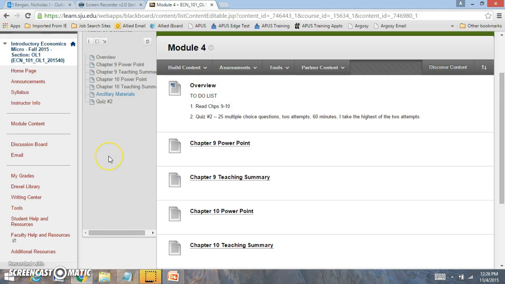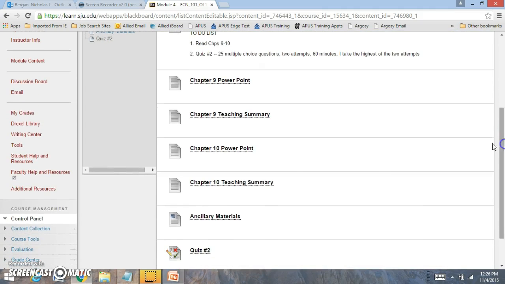For Module 4, we're going to be reading chapters 9 and 10. You have quiz number 2, as quiz number 2 is going to be covering chapters 9 and 10. You have 25 multiple choice questions. You have 2 attempts, 60 minutes, and I'm going to take the highest of the 2 attempts. Please make sure to focus your efforts on each of the attempts so you can do well, as this will really help your effort in the course. If you have any questions or need additional resources, please let me know, as I'm more than willing to assist.